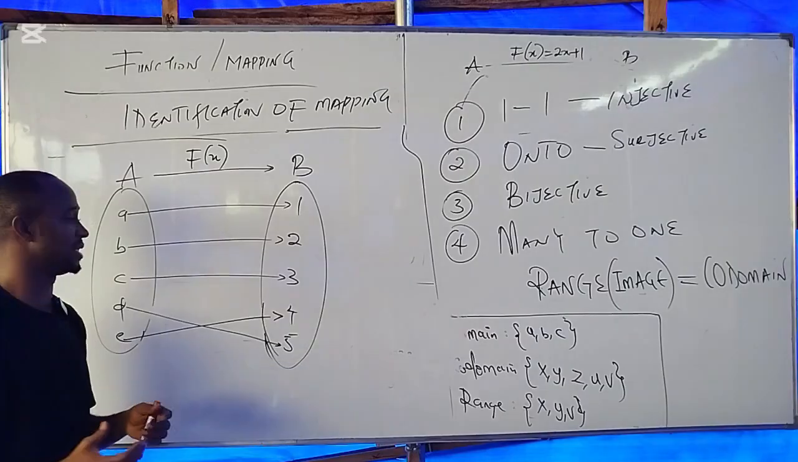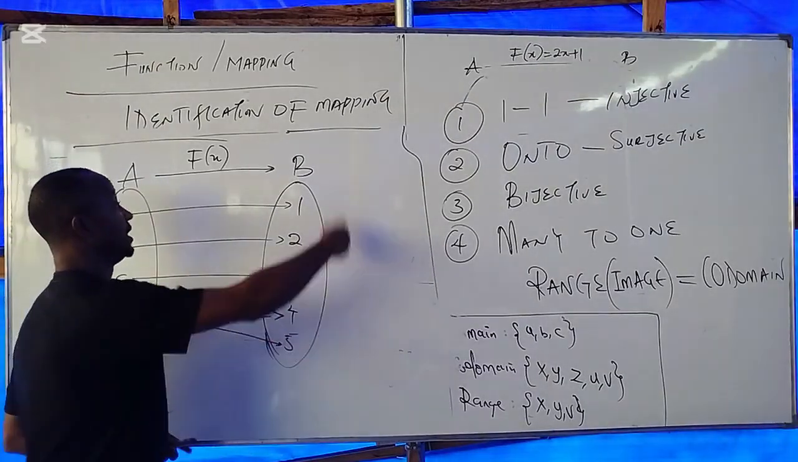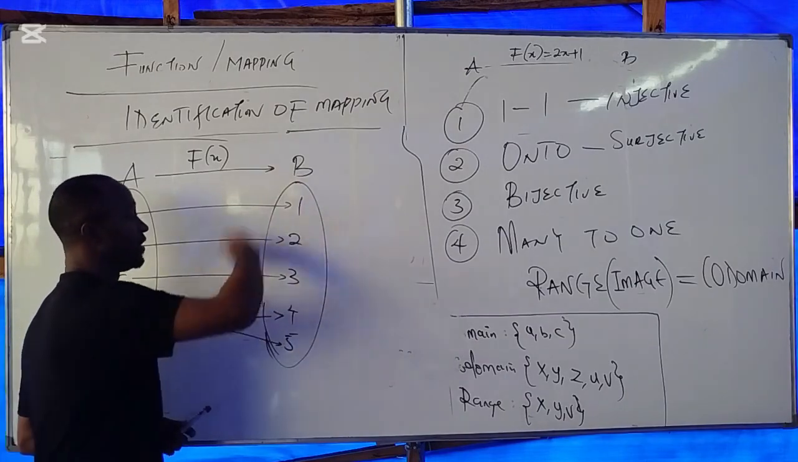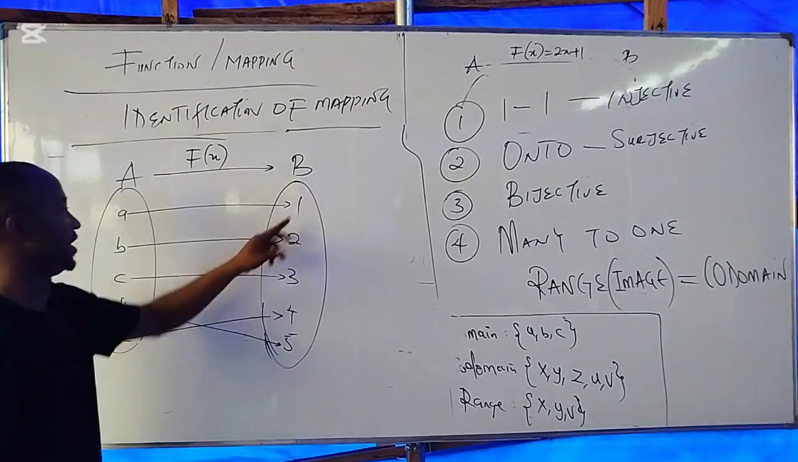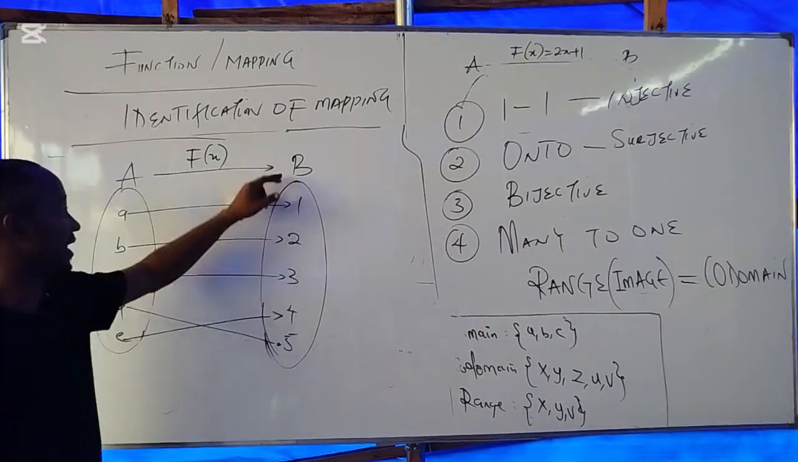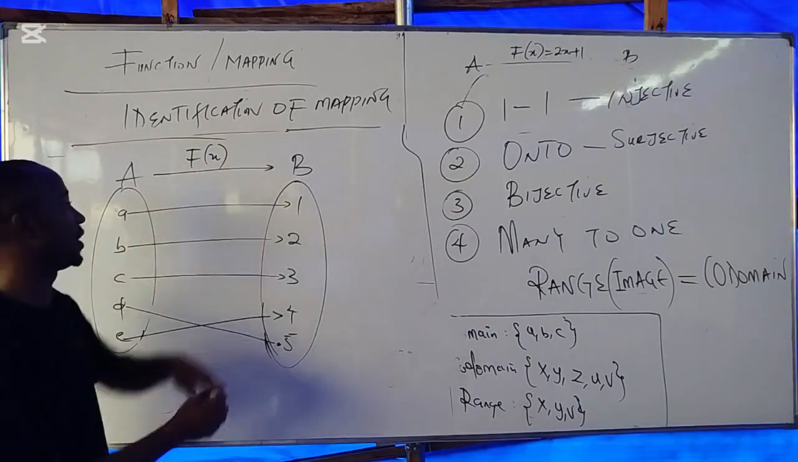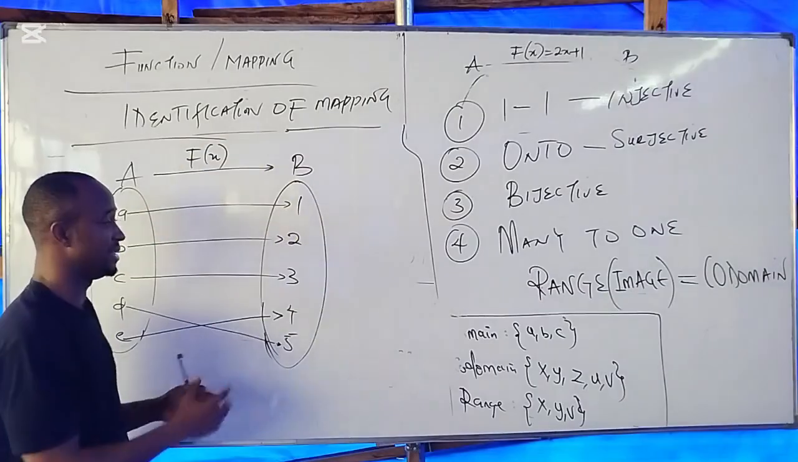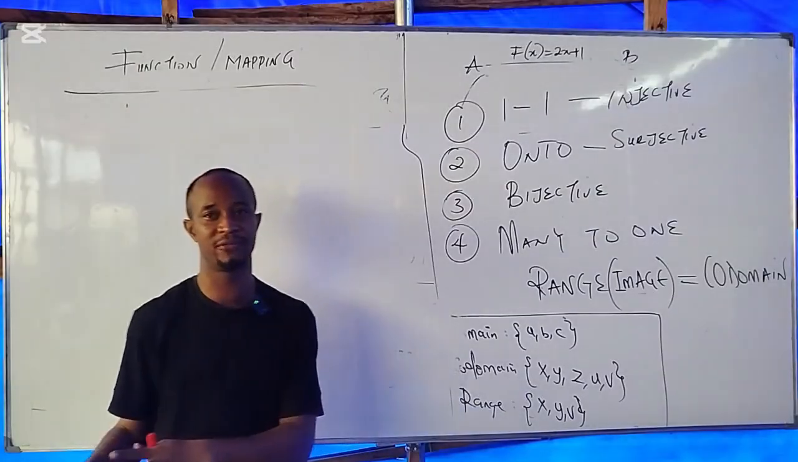Do you get the concept? And secondly, why is this surjective? Because the range, the image of this function, is equal to the codomain. What is the range? The range is 1, 2, 3, 4, 5. The range represents all the images of A, and that same range is equal to the entire set B. So that means this is also a surjective function.